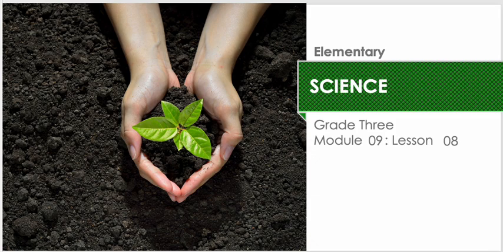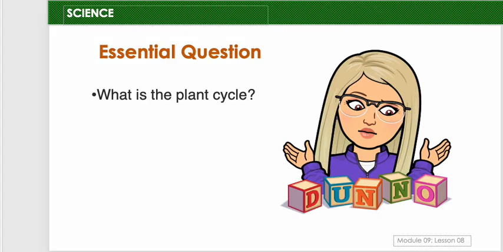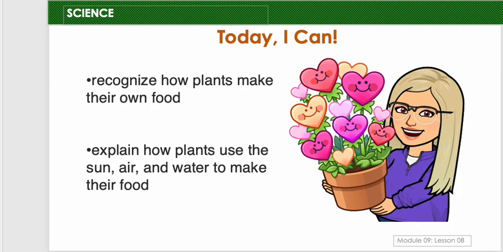Go ahead and dive into science today. Today we're going to be talking about what is the plant cycle. And you might be thinking, I don't know, what's a plant cycle? Well, today we're going to be recognizing how plants make their own food. And then we're going to look at how they use sun, air, and water to make their own food. So let's take a look.